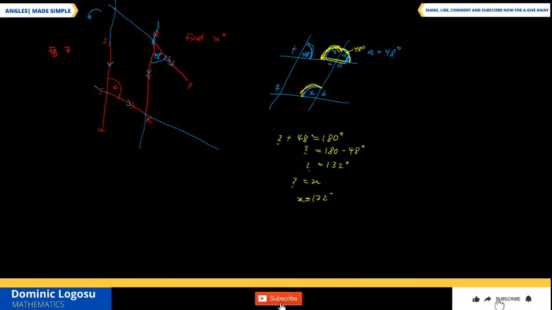So once we've established that we know the value of x, and then that is it, let's move to the next example.